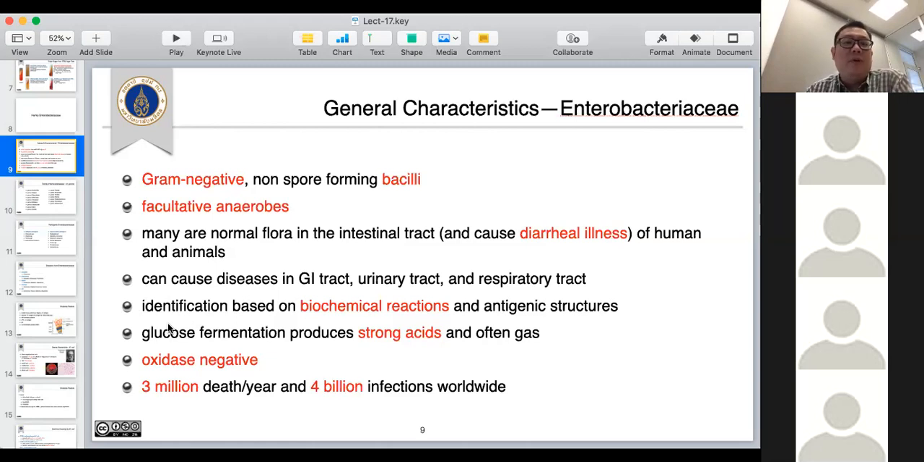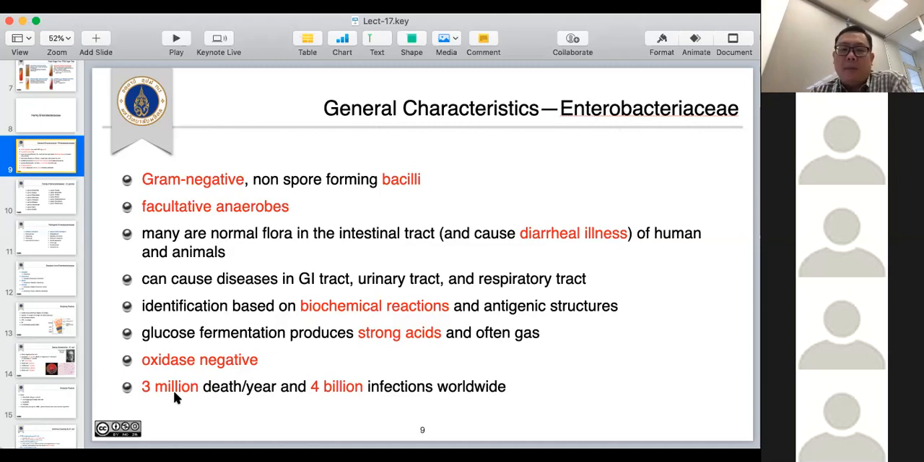Once they ferment glucose, they produce strong acid and often gas. When you grow bacteria in the tube, you probably see the gas pushing the media, lifting the media up in the tube. They are all oxidase negative. Okay, this is the main characteristic of Enterobacteriaceae, oxidase negative.